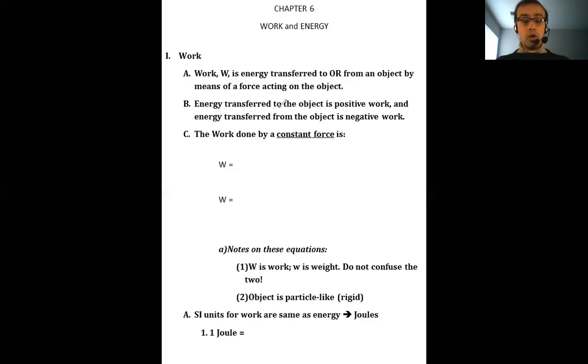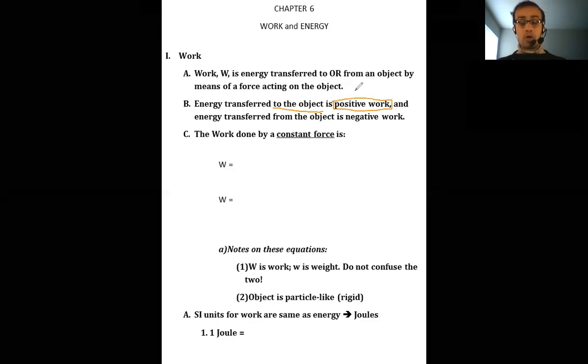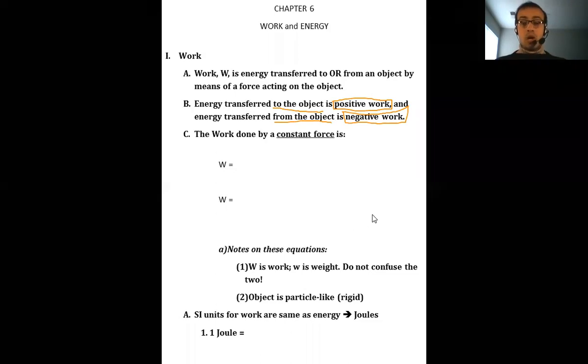Energy transferred to the object is called positive work. So if you have a speeding projectile and you give that projectile a little push and you make it move more quickly, that is positive work, whereas energy transferred from the object is negative work. So if you're slowing something down, for instance, let's say that there is a shopping cart that's moving towards you, and you push back on that shopping cart and get it to slow down and stop, that is defined as negative work.